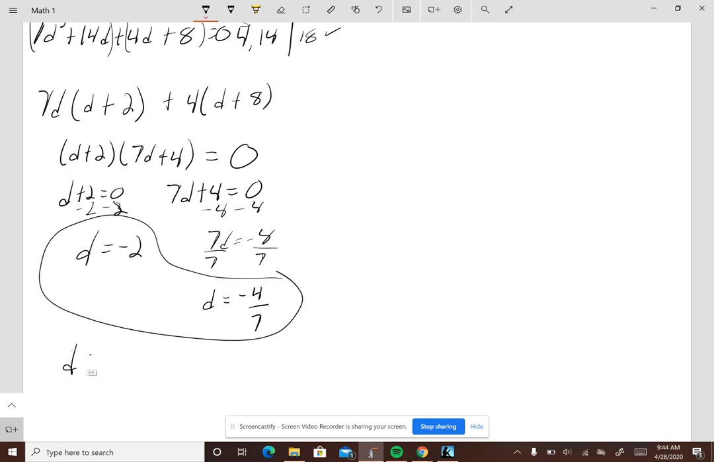We could list them together. D equals -2, -4 over 7, however you want to. But these are the 2 answers. So doing stuff you already got a lot of practice with, factoring, you guys are really good at, and then we just use the zero product property to solve.